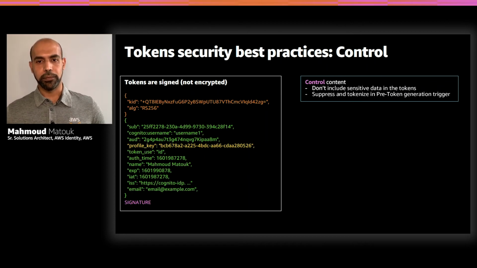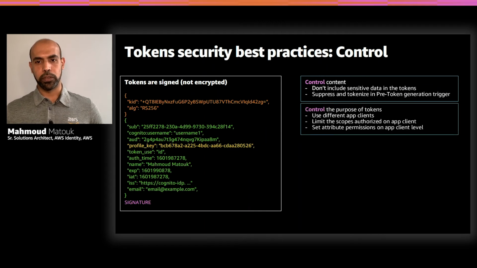The second best practice here is to control the purpose of the tokens. And what do I mean by that? Tokens are issued for a particular audience, which is represented by the application client. Things that you can configure on the application client level are the scopes that this application client has access to, the different read and write permissions on the user attributes, and the token timeout. So these configurations decide a lot about the scope of this token.